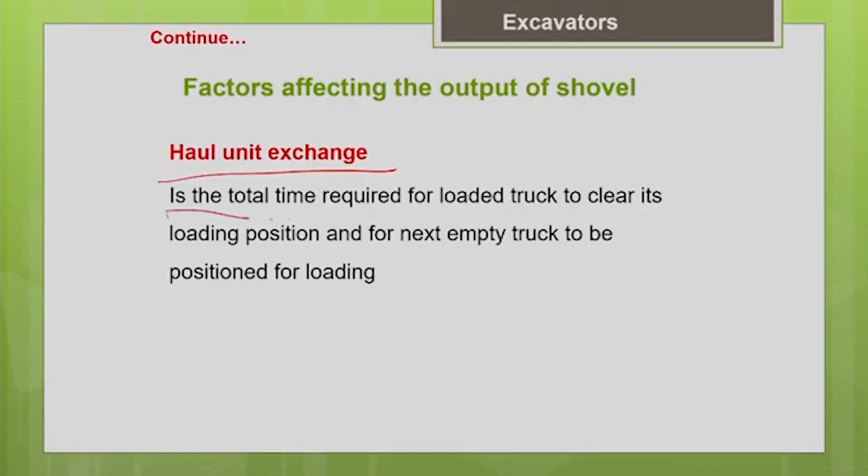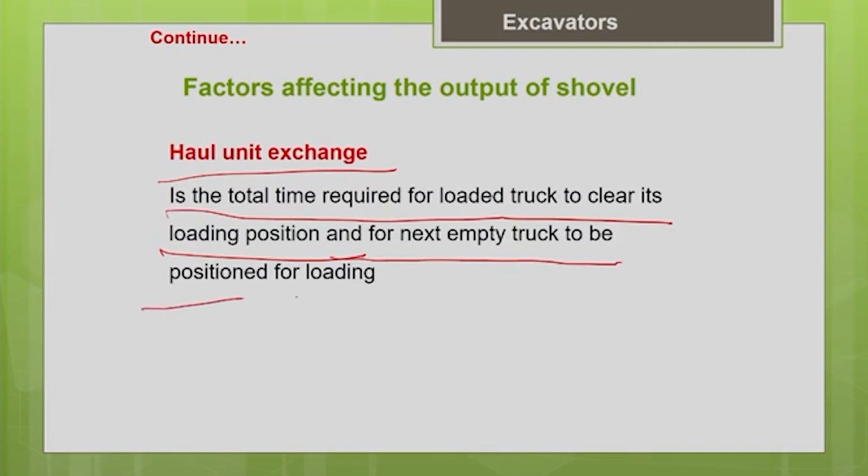If your truck is not readily available for the loader to load the material or to dump the material into the truck, then the loader has to wait for the truck. Okay. So, that will increase the cycle time. So, it is nothing but the total time required for the loaded truck to clear its loading position and for the next empty truck to be positioned for loading. So, we have to minimize this haul unit exchange time. So, we have to balance the number of machines, the number of trucks and the shovels in such a way that the waiting time is minimized.